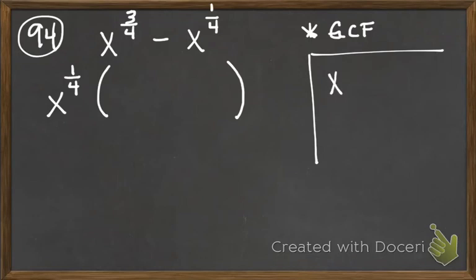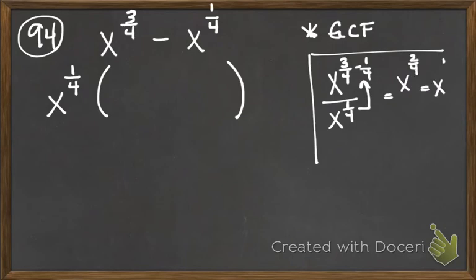So we're going to do x to the 3/4 divided by x to the 1/4. We're going to use our quotient rule for exponents, and we're going to subtract our exponents. So we're going to bring the 1/4 up, and we're going to subtract. That's going to leave us with x to the 2/4, which reduces to x to the 1/2. So when you divide x to the 3/4 by x to the 1/4, you get x to the 1/2.